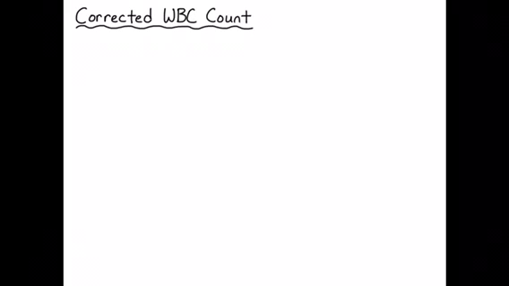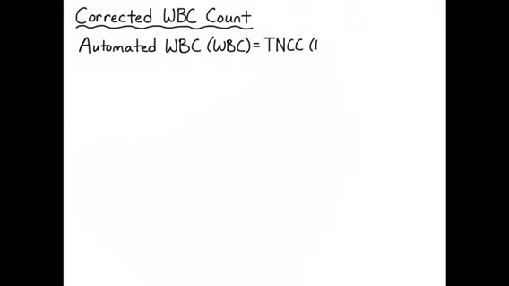This video is going to be on the corrected white blood cell count. The corrected white blood cell count is performed when there are greater than 5 nucleated red blood cells per 100 white blood cells. And this is performed because most analyzers don't recognize the difference between white blood cells and nucleated red blood cells. So they essentially count all the nucleated red blood cells as white blood cells.